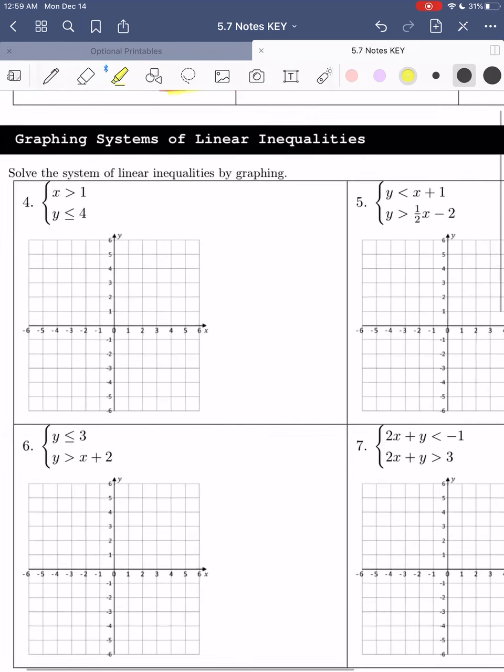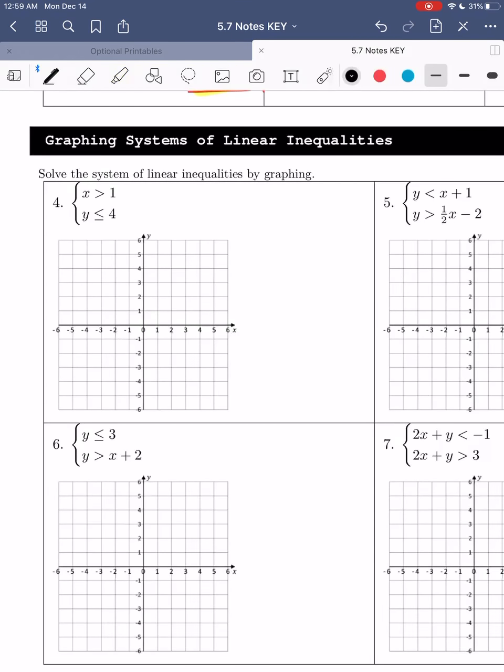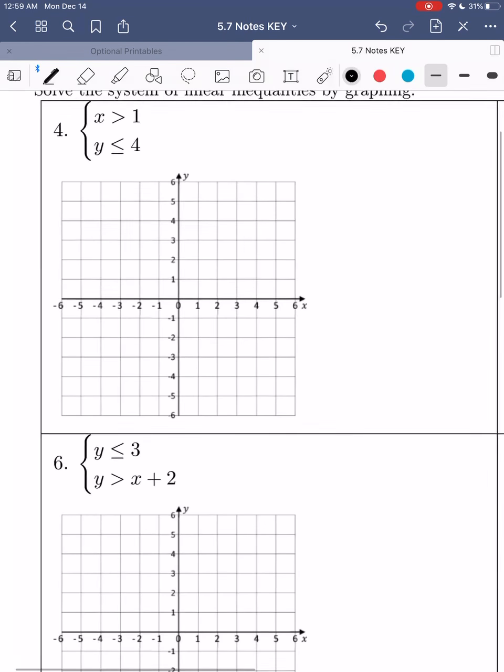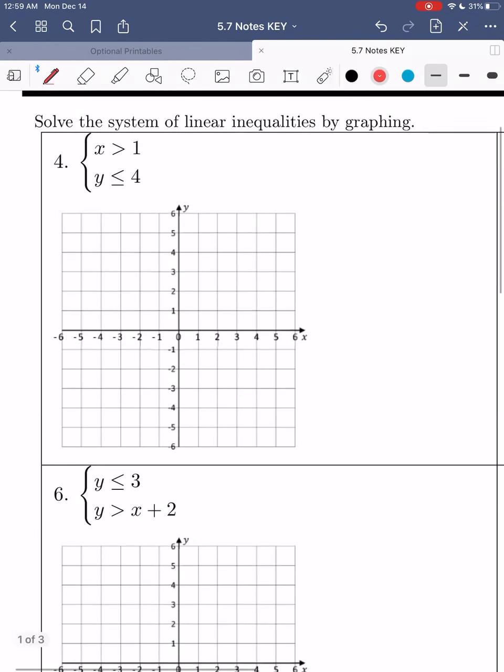All right, graphing systems of linear inequalities. So solve the system of linear inequalities by graphing. This is what we're going to do. We're going to graph the first inequality first. So x greater than 1. X is a straight up and down line. So here's x equals 1. I'm just going to put the dots here. It would be this straight up and down line. And then this is just greater than. So this is going to be a dashed line. Make it look like this.